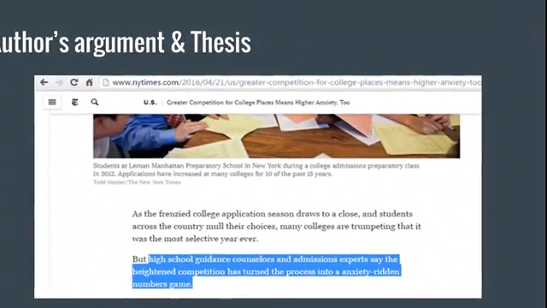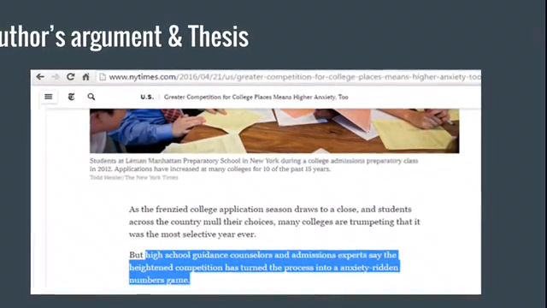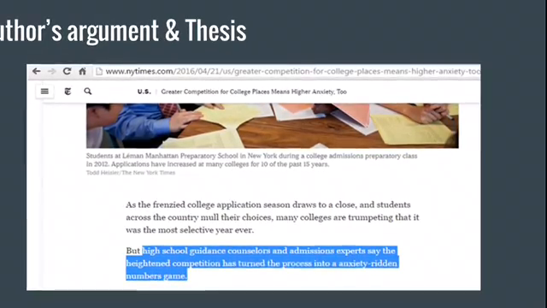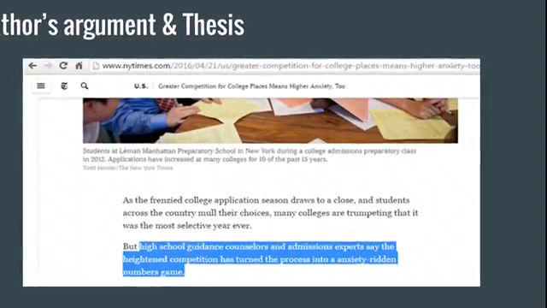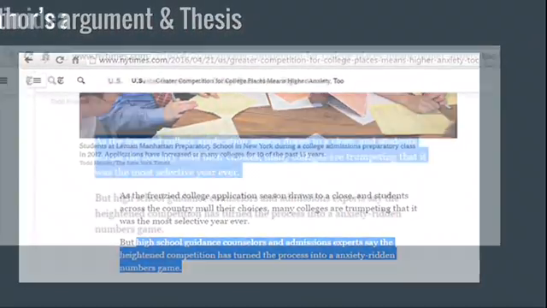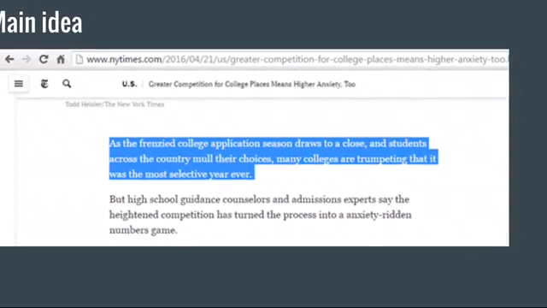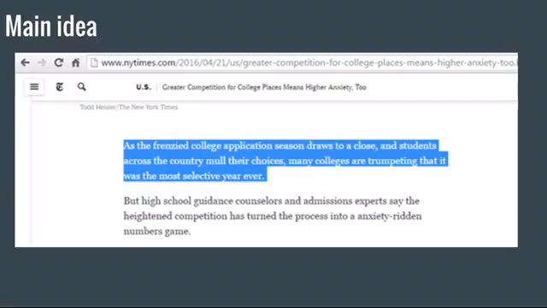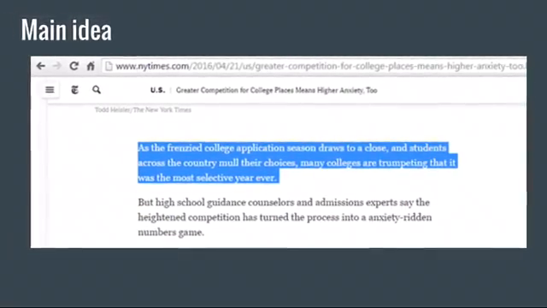This first slide is an example of the author's argument and thesis: high school guidance counselors and admission experts say that the heightened competition has turned the process into an anxiety-ridden numbers game. This is the author's position and what they're going to talk about throughout the essay. The main idea is just a summary of how frenzied college applications lead to students being stressed out.